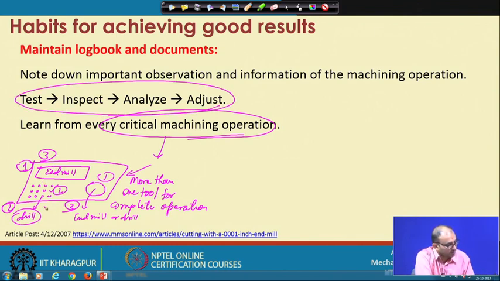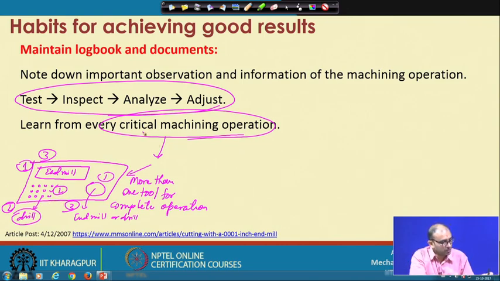So those things are important, and not only do you have to find out the optimum parameter, you have to look into the part program, that means how the tool is moving from one location to another location. It will also take time, and a small time adjustment or time saving will also end up in a large saving at the end. So that is important in this particular case.